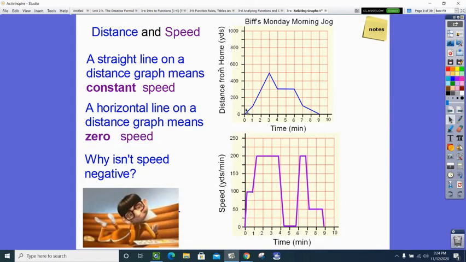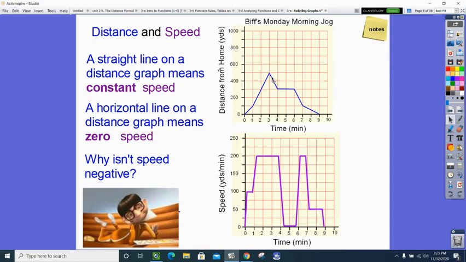And then in this little turn, he's speeding up again and then hits a constant speed. Now notice this time he went from 100 yards to 500. He went 400 yards, and how long did it take him? 2 minutes. So 400 yards divided by 2, he's going 200 yards per minute. And there's his speed that corresponds.